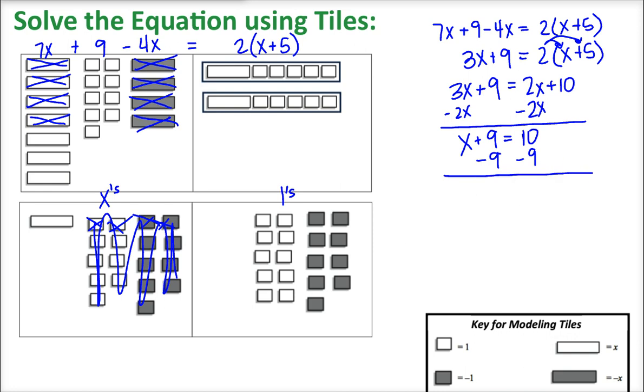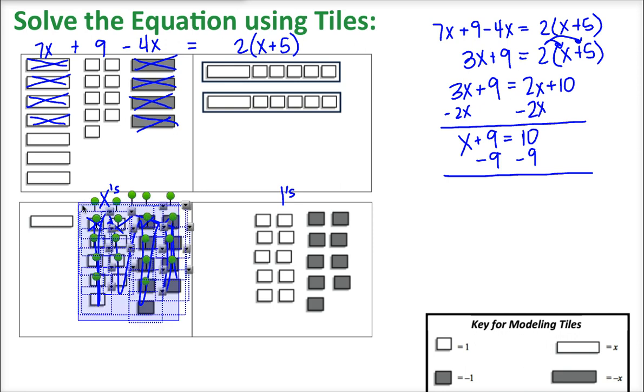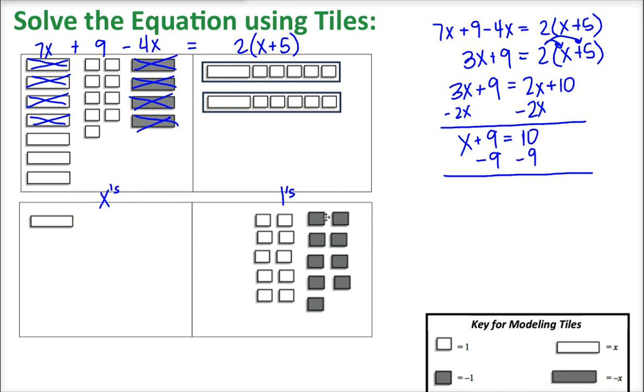And when I do that, I'm left with an x over here. So all of this can be deleted. And over here, let's see if we can make 0 pairs. We have 0 pairs right there, 0 pairs there. These ones are all canceling out to make 0. And I'm left with 1x, or one tile, right?